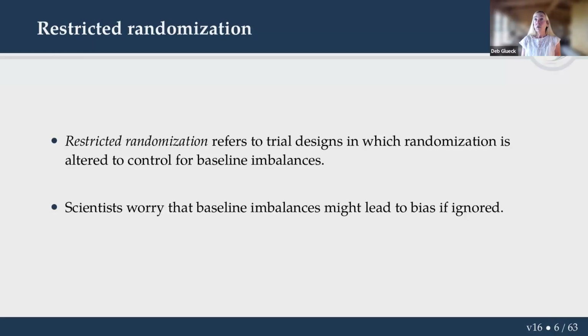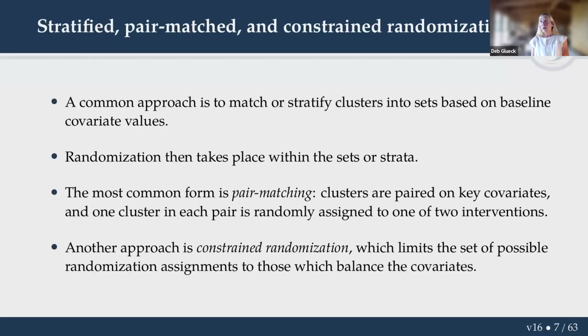Restricted randomization refers to trial designs in which randomization is altered to control for baseline imbalances. Many scientists worry that baseline imbalances might lead to bias if they are ignored. So there are three major kinds of restricted randomization. A common approach is to match or stratify clusters into sets based on baseline covariate values. Randomization then takes place within the sets or strata.